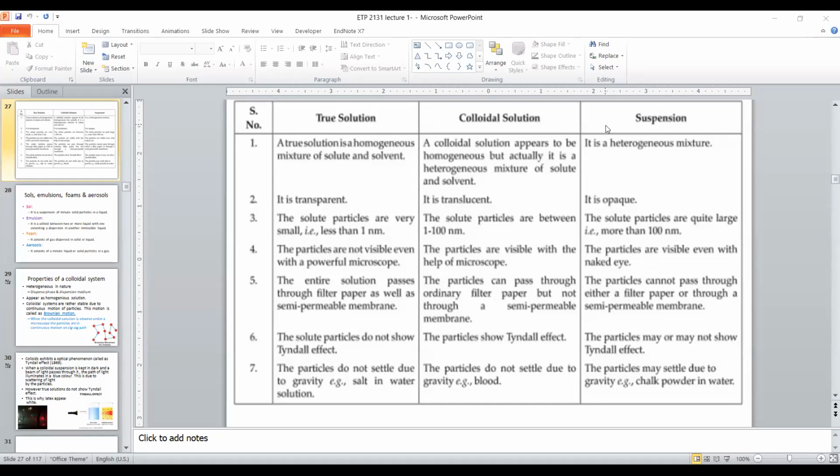Now, in the case of suspensions, they are actually heterogeneous. One is a particle which is readily separable. So it is heterogeneous. Now, in the case of true solution, they are transparent, but in the case of colloidal systems, it is translucent and suspensions opaque.